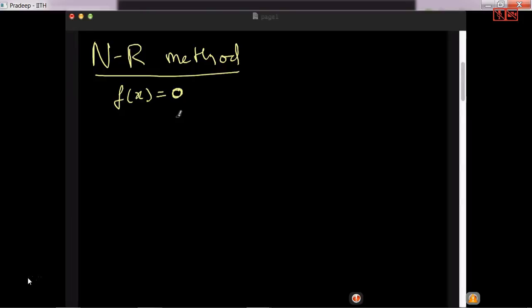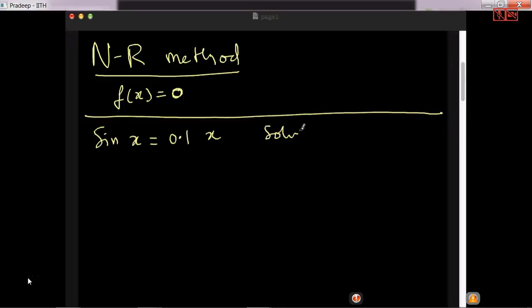As an example, a couple of lectures back I had given an example where I'll write sin x is equal to 0.1 x. So this is the equation. Solve for x, meaning at what value of x this condition holds good. Sin x value is equal to 0.1 of x. What are the values of x for which this condition holds? So there are many solutions for this.